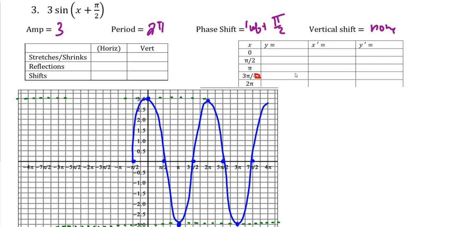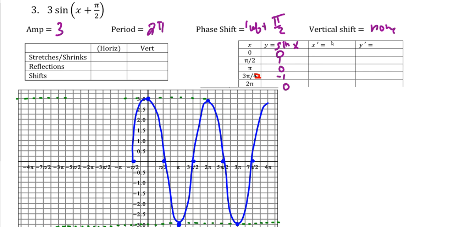So what I'm going to have is x, well, let's go ahead and put in our parent function, sine of x. Remember, we start medium. So at 0, we're going to be at 0. Then we go up. Then we go back down. Then we go down below. And then we come right back up. There's my 2 pi cycle, my period.